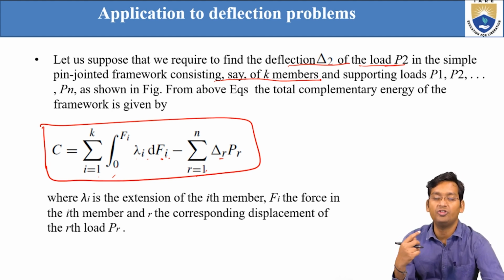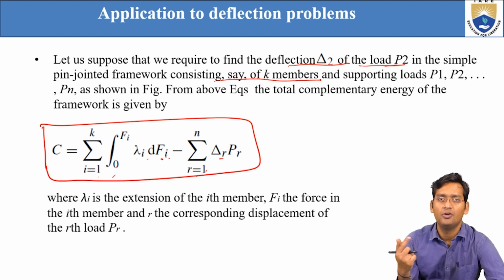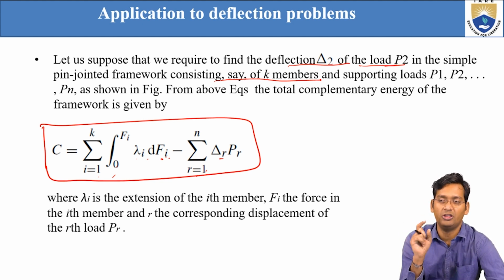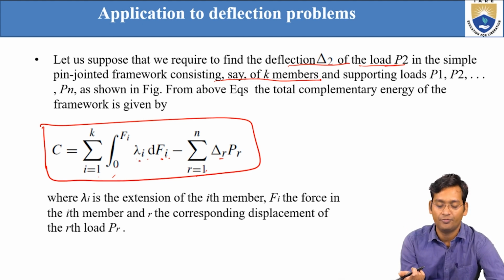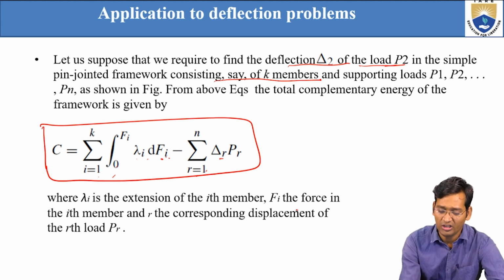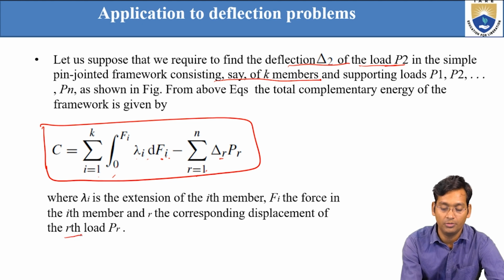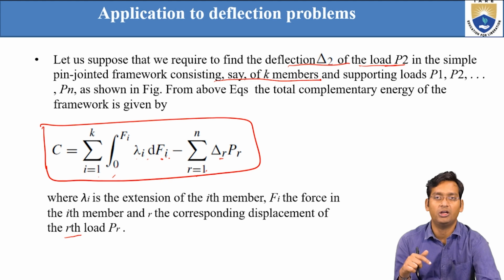This is what we have to do. First we have to find the force in each member, later I will show you. First you need to find the force in each member, and then because of that force, what will be the extension in that member. Suppose the force acting in the first member is F1, then because of F1, what will be the extension in the first member. And delta r is the corresponding displacement of the rth load Pr.